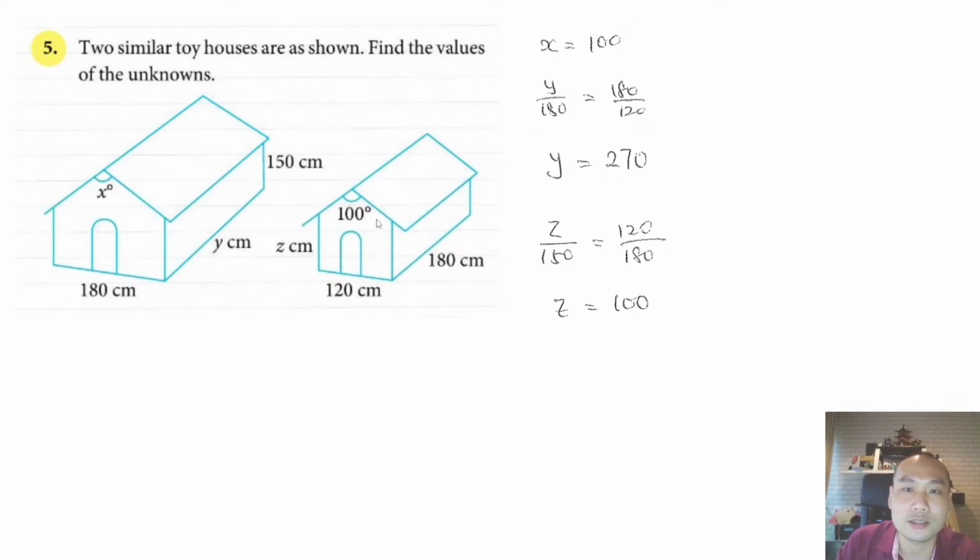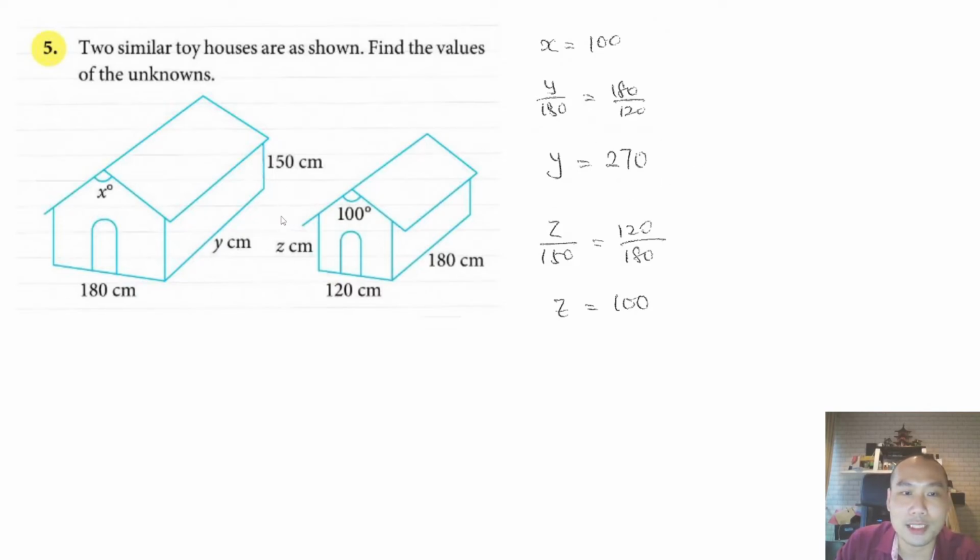X is 100. Now for the y here, y is of course not equal to 180, but let's check the ratio. So y over 180 is going to correspond to the base of the house, right? The width of the house. So we have 180 over 120. You work it out, y is 270, right?